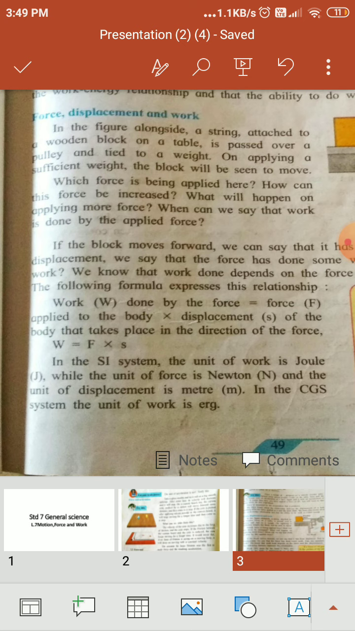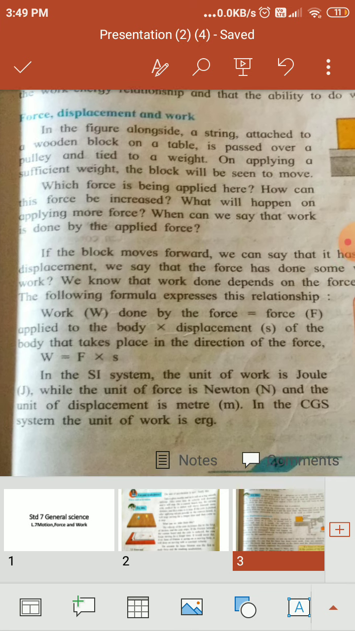The SI unit of work is joule, where the unit of force is Newton and the unit of displacement is meter. In the CGS system, the unit of work is erg, and in the SI system, the unit of work is joule.